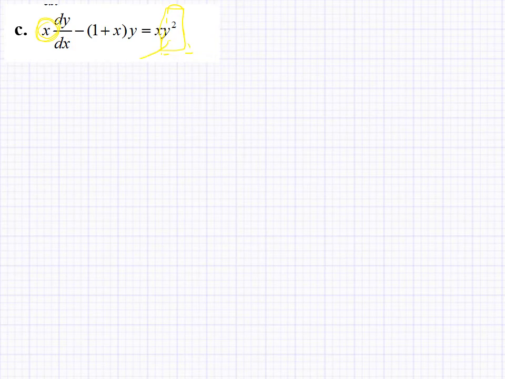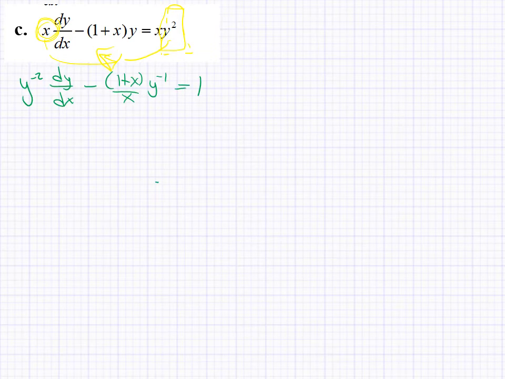So what I'm going to do is push this y squared through this way and push this x through that way. So divide by x, divide by y squared. And you see what we end up with is y to the negative 2 dy dx minus 1 plus x over x, y to the negative 1 equals 1.